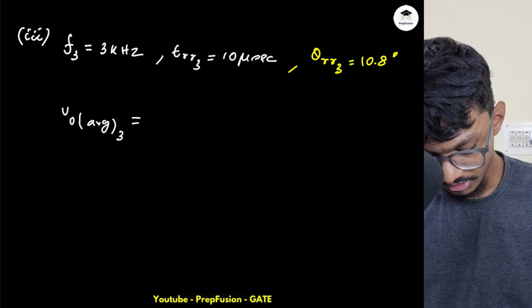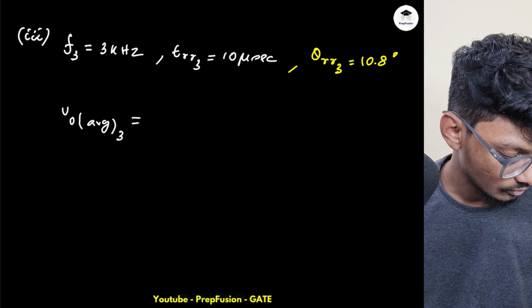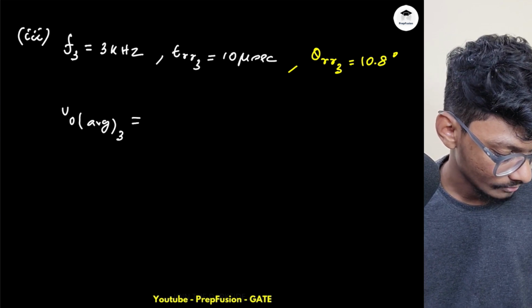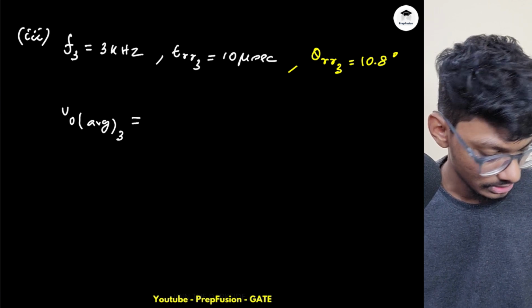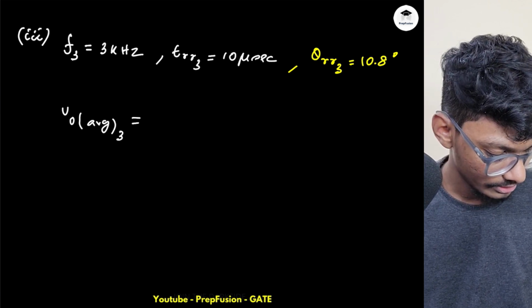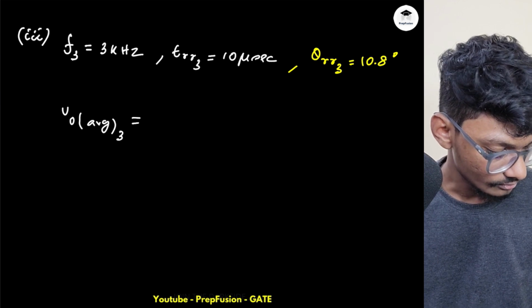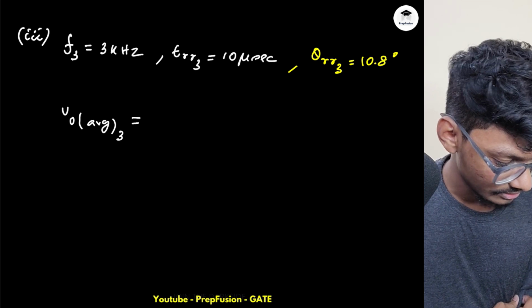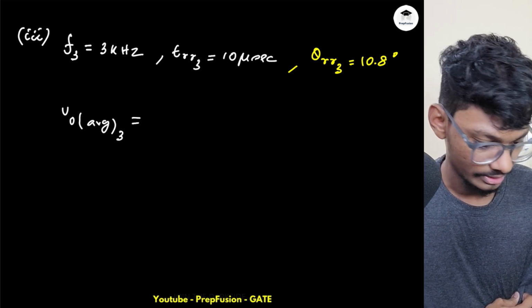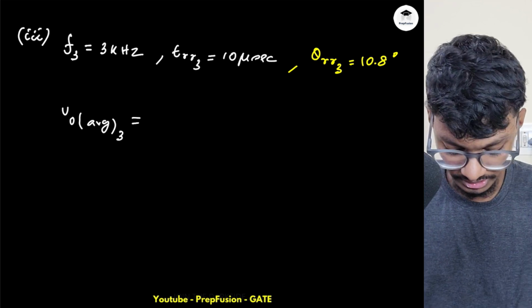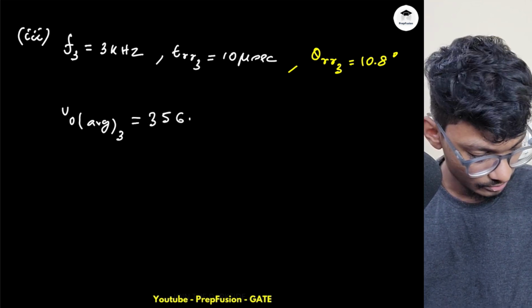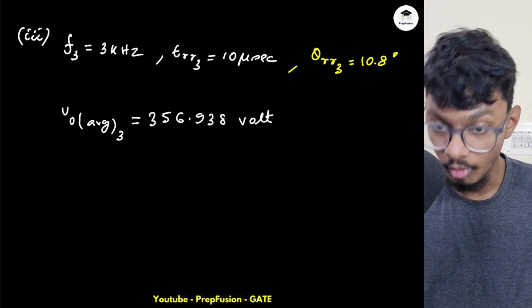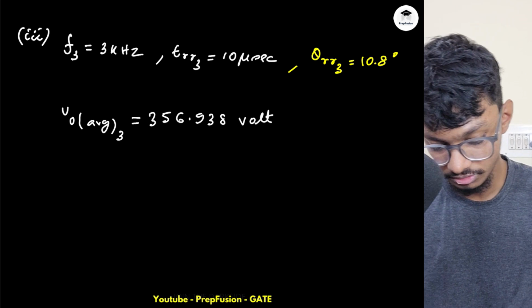I will just directly compute now: 400 into root 2 divided by pi, into 1 plus cos of theta RR, which is 10.8 degrees. So this will be 356.938 volts. This is almost near the first case that I got. So this is very good.